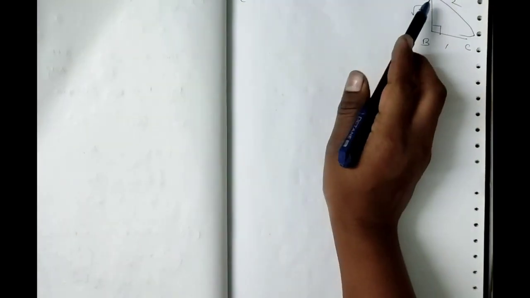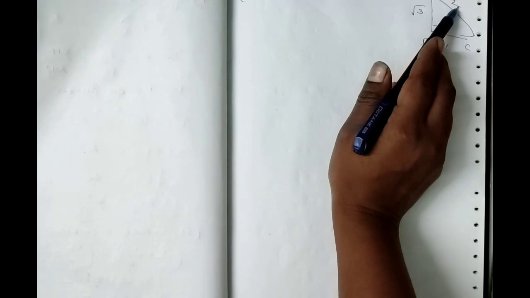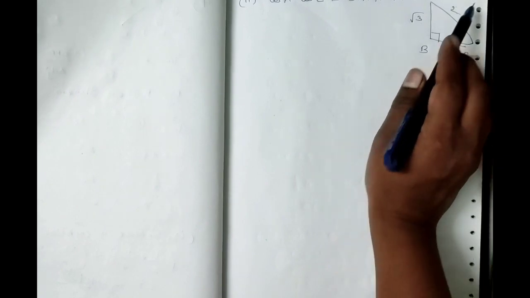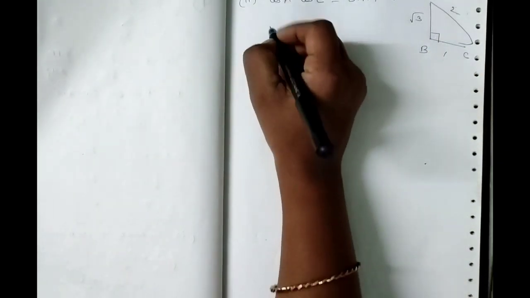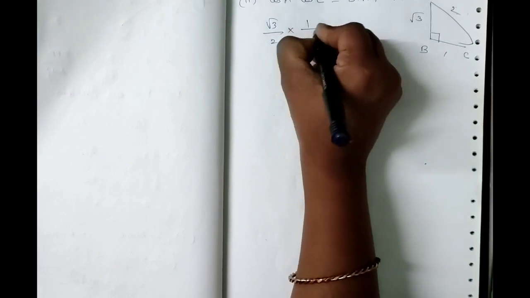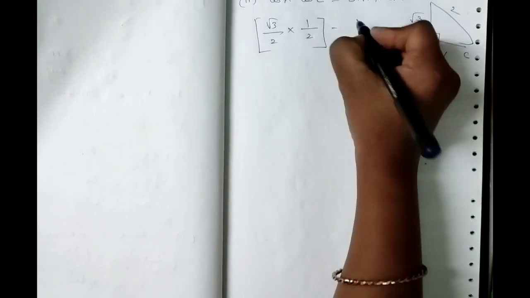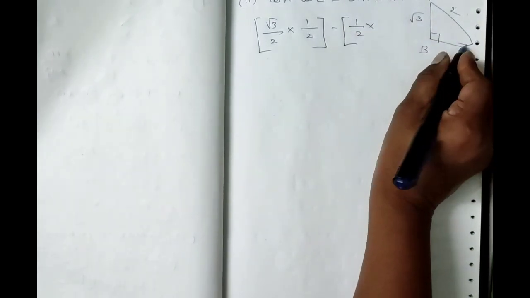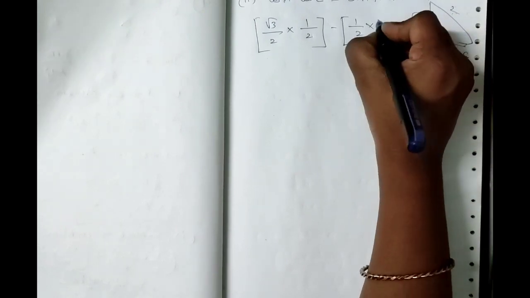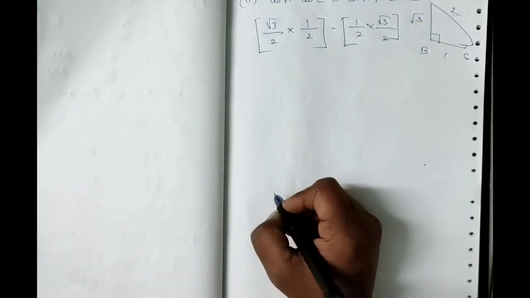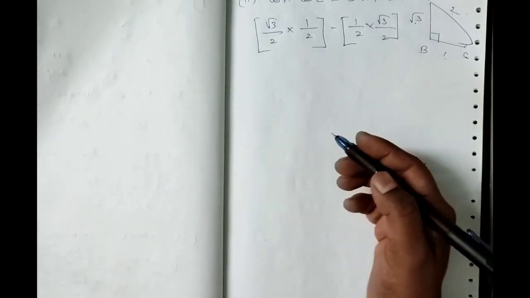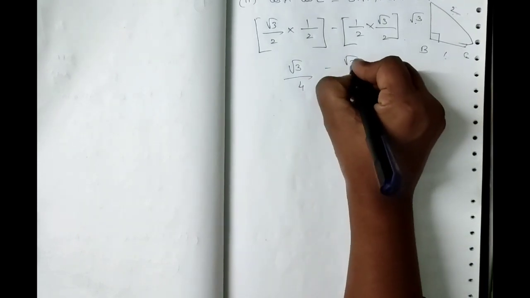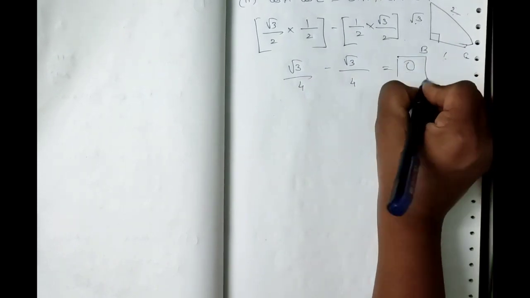So now what will be cos A? It is going to be adjacent by hypotenuse. And what will be cos C? It will be again adjacent by hypotenuse. So root 3 by 2 into 1 by 2 minus sine of A will be opposite by hypotenuse, so it will be 1 by 2 into sine of C will be opposite by hypotenuse, root 3 by 2. Simply we can say the value is going to be 0 because both are the same values even if you multiply. Root 3 by 4 minus root 3 by 4, which is nothing but 0.